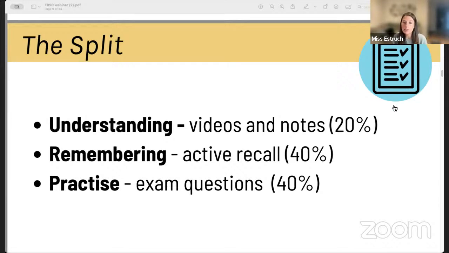Someone says, what's the best method for remembering? That's what we're going to go on to next. I'm going to go through the best methods to understand, remember, and practice. So this is the steps, the proportion. Then I'm going to talk you through how you actually do each step.